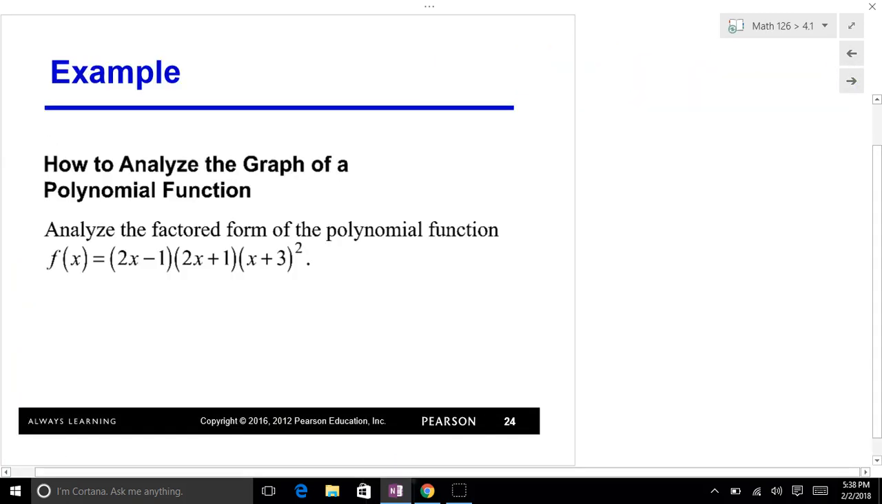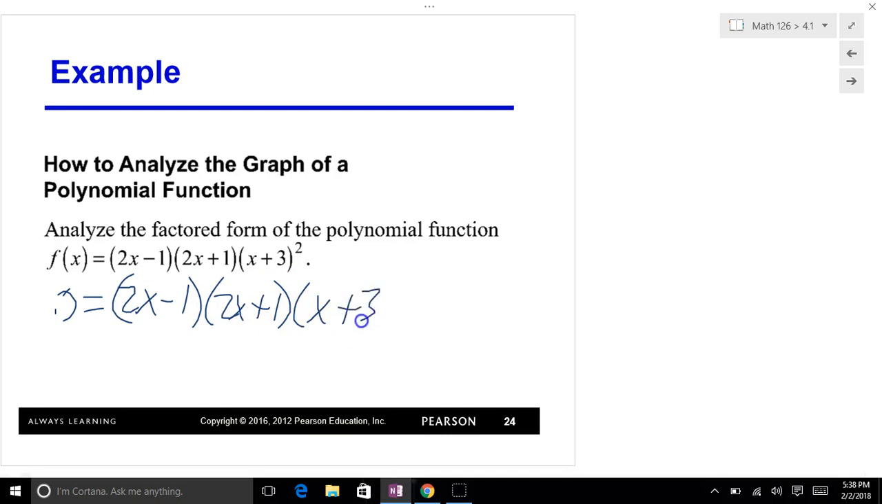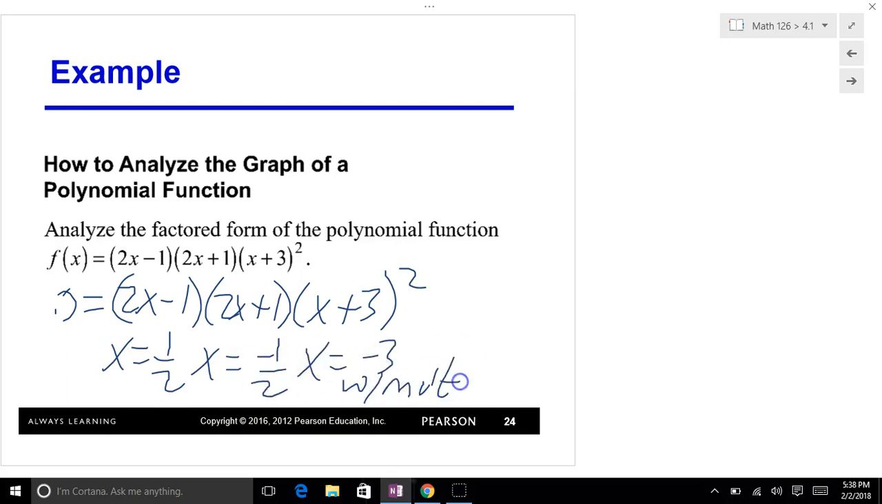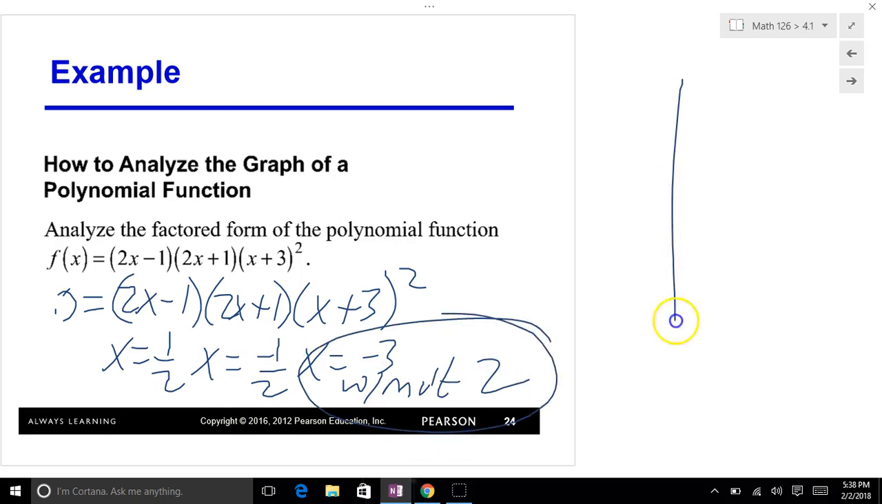Use the zeros, create that function. Okay. You could do that. You can also analyze a graph by the zeros. So you've got x equals a half, x equals negative a half, x equals -3 with multiplicity 2. So we're just touching at that -3, because I've got even multiplicity. I'm hitting at 1/2, I'm hitting at -1/2. I'm going to cross through those one way or another. And then you're just plugging points in.